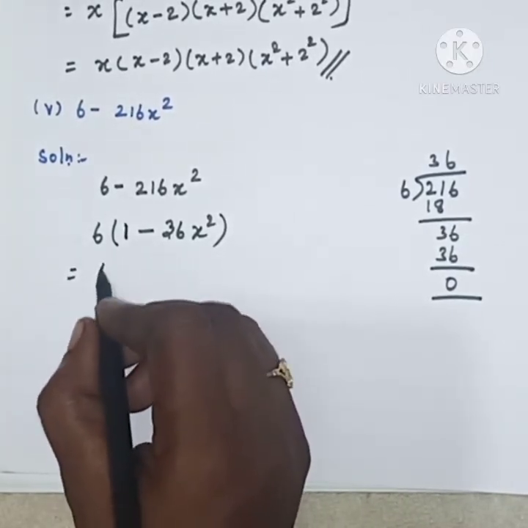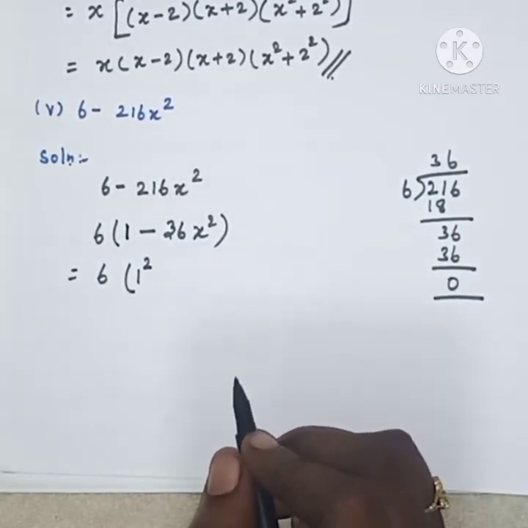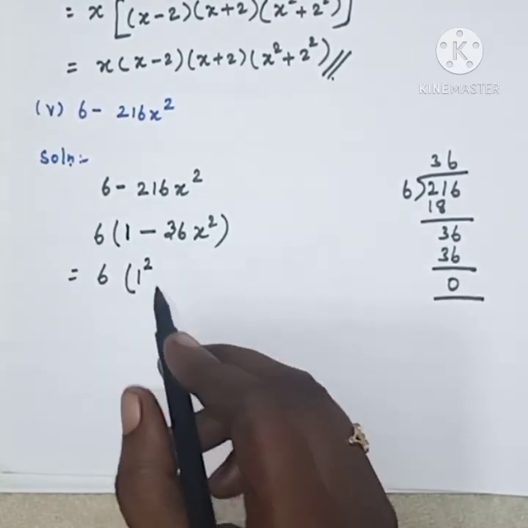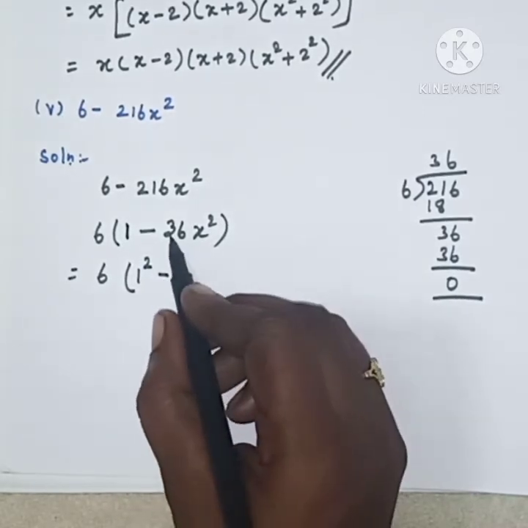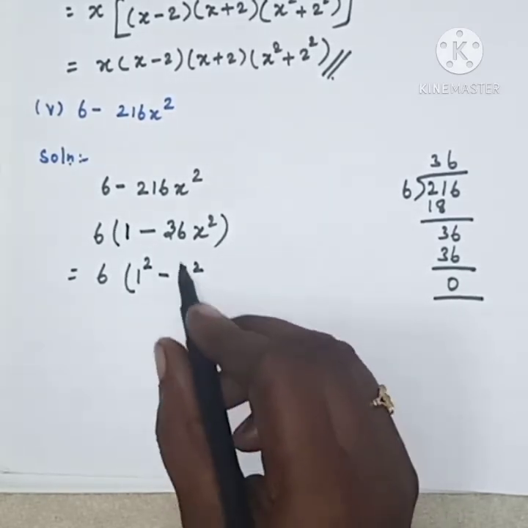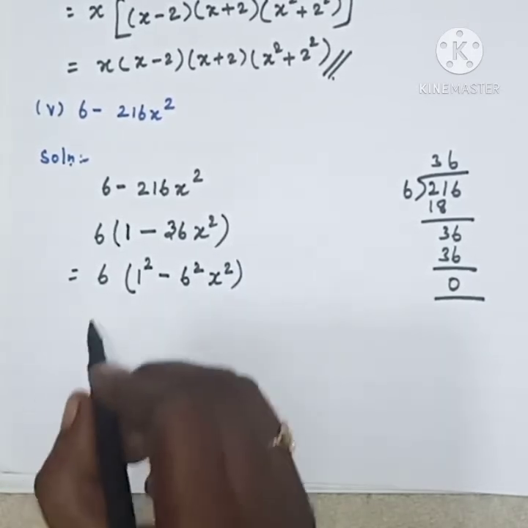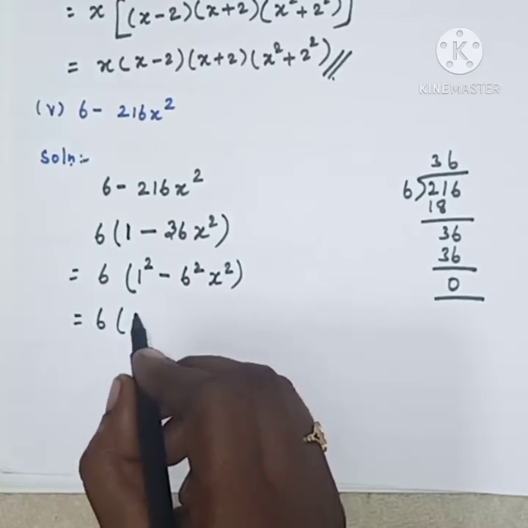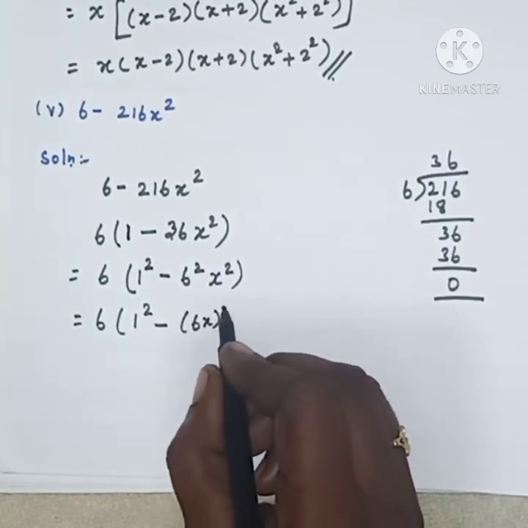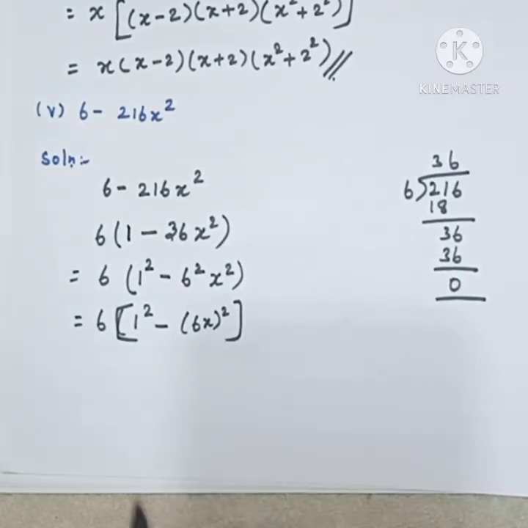Now this is equal to 6 into, this 1 can be written as 1 square, isn't it? 1 can be written as 1 square because 1 into 1, 1 ones are 1 again. So 1 can be written as 1 square minus this 36 can be written as 6 square, 6 sixes are 36, and then this x square. 6 square x square can be written as 6x the whole square.